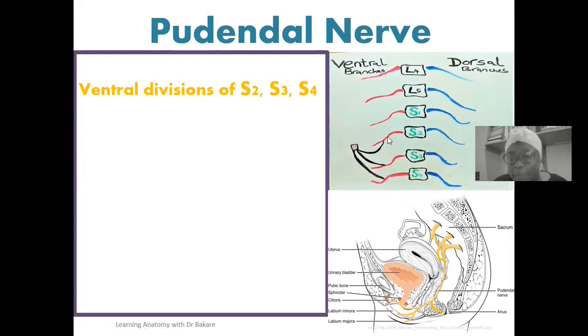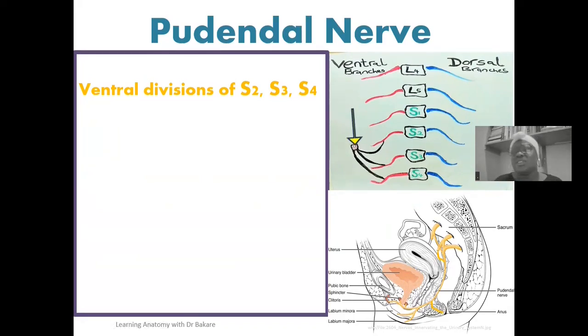And this is where they emerge at this point. This is where we have the second sacral spinal nerve. This is the third. This is the fourth. So you have the anterior or the ventral divisions of the anterior rami of the S2, S3, and S4 emerging at this point here, carried in yellow as the pudendal nerve.